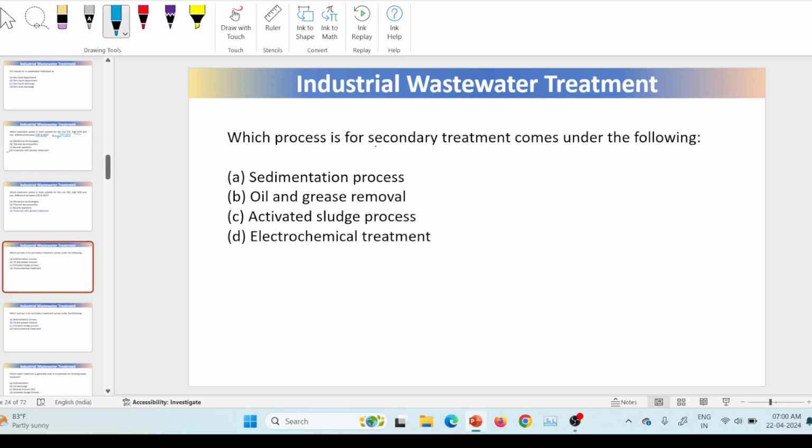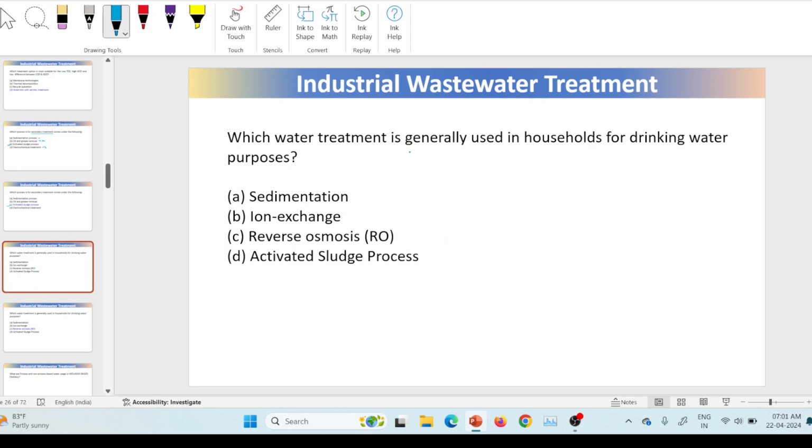Which process comes under secondary treatment? The sedimentation process generally comes under the primary process. This will come under the preliminary process. The process which comes under secondary treatment is mostly the activated sludge process. Electrochemical may come under the tertiary process. So the answer is the activated sludge process.